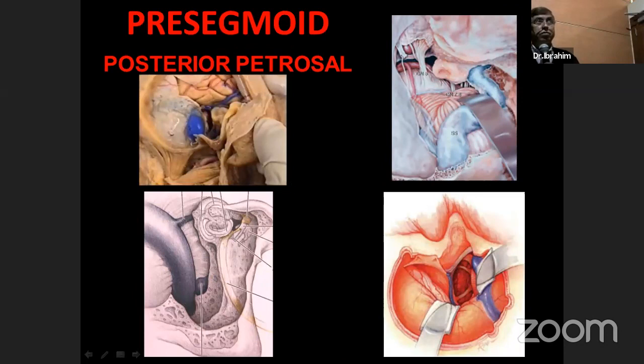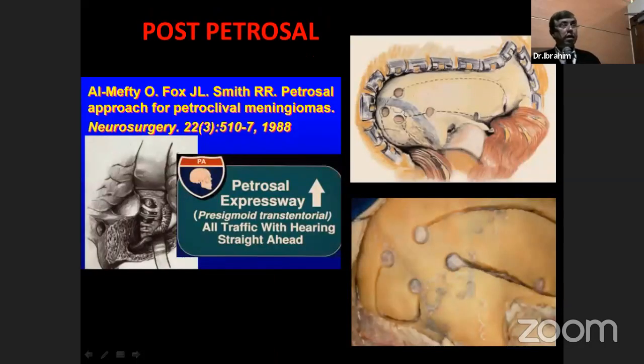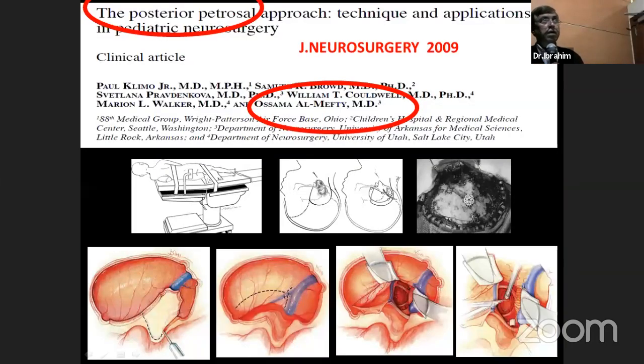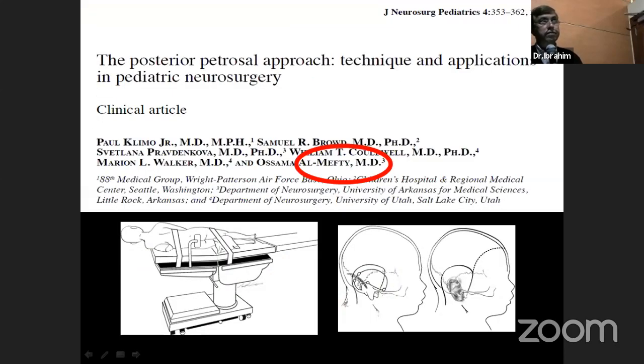Pre-sigmoid, which is the posterior petrosal approach. So you come from behind. And this was championed by Hussam Al-Mefty from Syria, who immigrated to the United States. He's one of the big shots of skull-base surgery. And he put this into papers, 2009, how to do the posterior petrosal. And again, another approach by Al-Mefty.